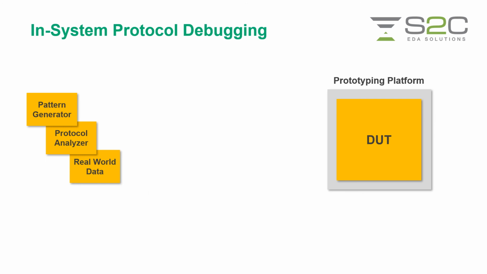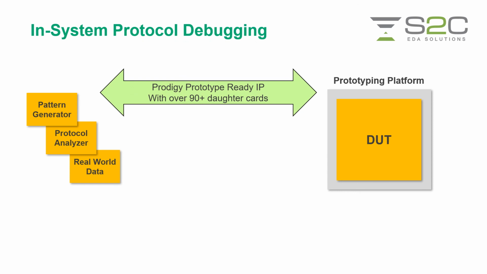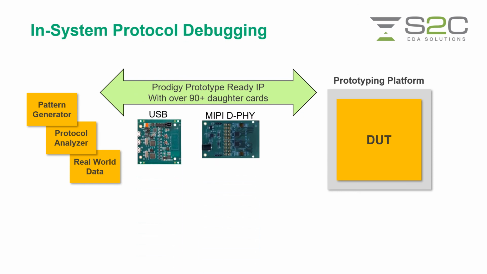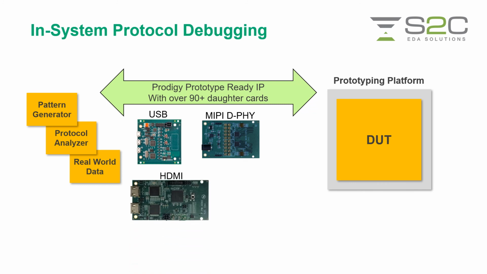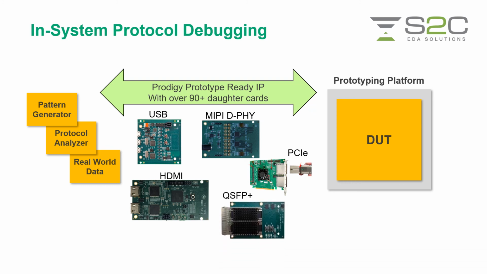As shown in the earlier slide, performance is FPGA prototyping's key feature, and it is common to interface with real-world data for in-system testing and debugging. S2C offers over 90 ready-to-use daughter cards and reference designs to facilitate various types of in-system protocol testing. If you have any specific needs, S2C can also work with you to provide you with the most optimal solution.